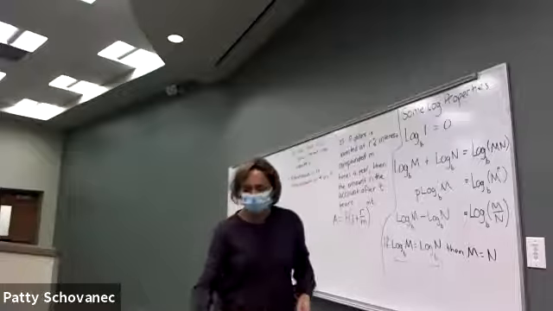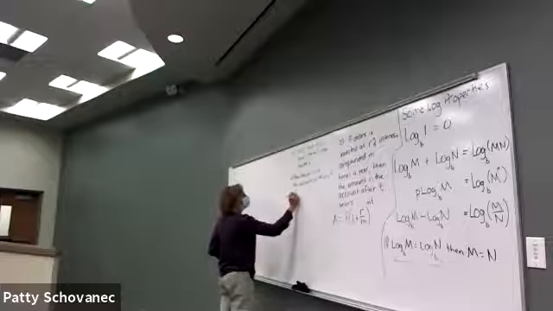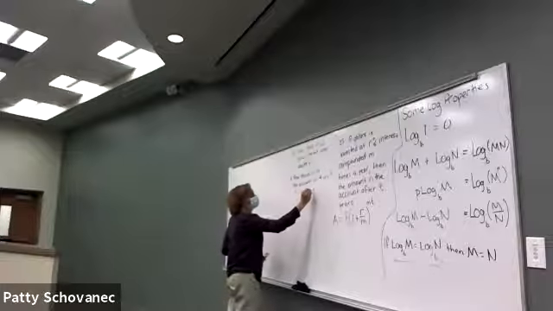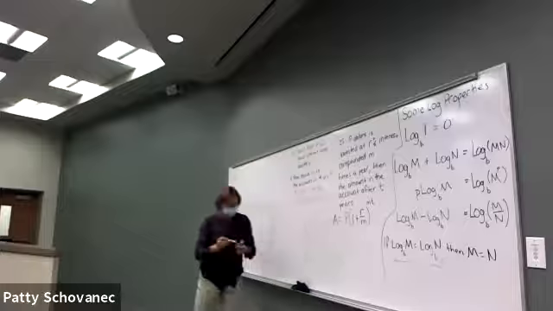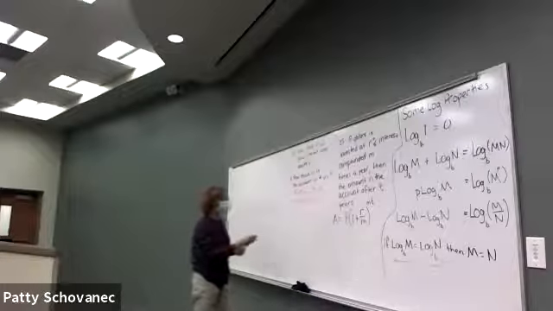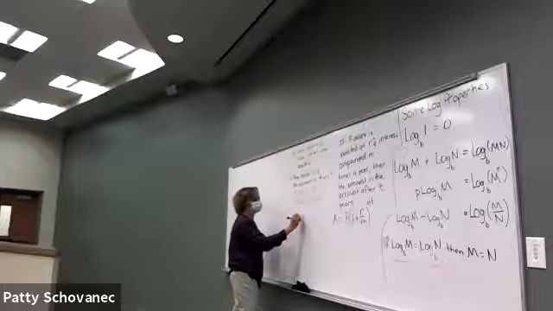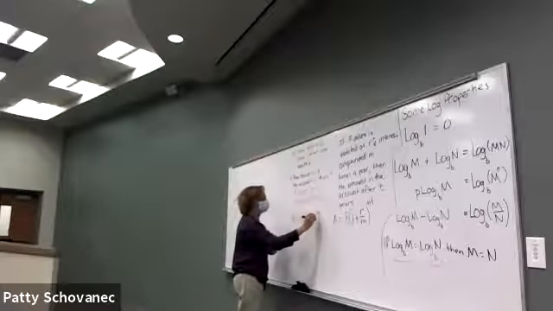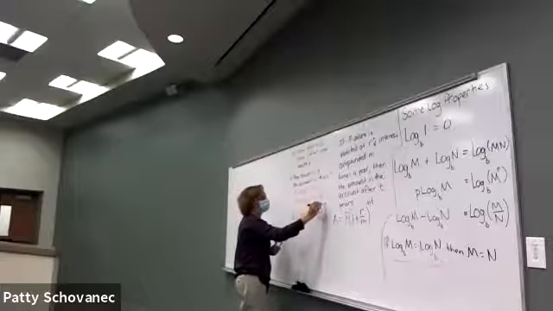Let me write all that down. P is 1,000. R is 0.06. M is 12. T is 4. Let's put that all in there. That says that in 4 years, it will accumulate to 1,000 times (1 plus 0.06 divided by 12) to the 12 times 4 power.